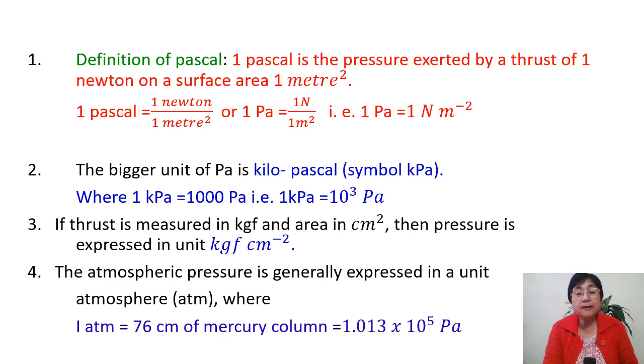But remember its relation with Pascal. 1 atmosphere in terms of Pascal is equal to 1.013 into 10 to the power 5 Pascal. So 1 atmosphere is much higher than Pascal.